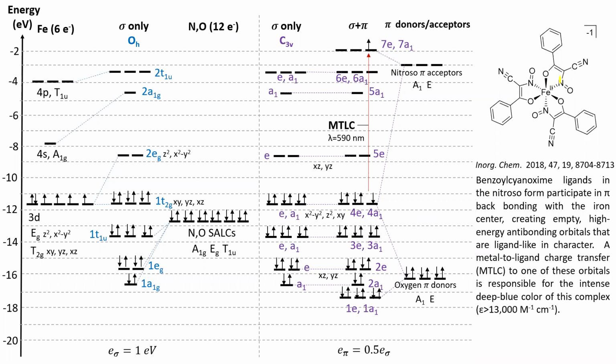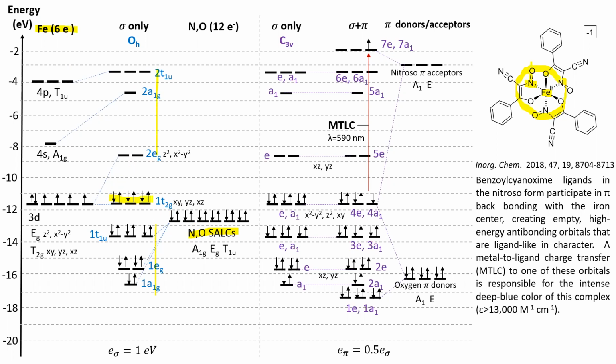So we can consider the first coordination sphere in octahedral symmetry when constructing the sigma-only molecular orbital diagram. So that's the iron, the 3 oxygens, and the nitrogens of these benzoyl cyanoxime ligands, which are in their nitroso form as shown here. And overall, we'll get symmetry overlap between the iron atomic orbitals and the nitrogen and oxygen sigma orbitals to give 3 sets of bonding orbitals, 3 sets of antibonding orbitals, and this 1 set of non-bonding orbitals.